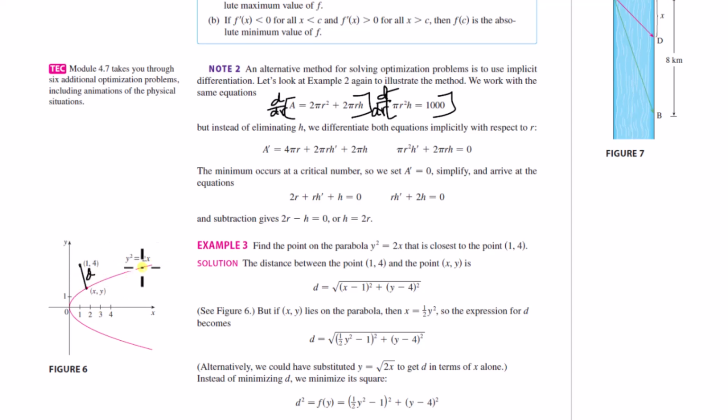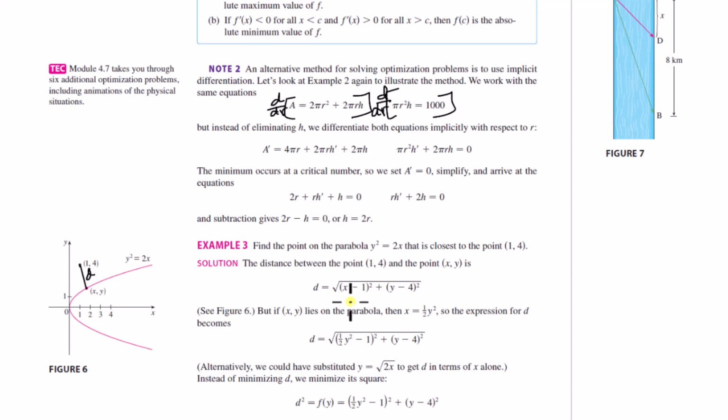Now, here's a diagram with the parabola. How do we relate D to a point (x, y) on this parabola? Well, with the distance formula. With the distance formula, the distance between this point and the point (x, y), you get this here. So there's a formula relating the variable to be optimized, D, to other variables. Now, we need to express D as a function of a single variable.